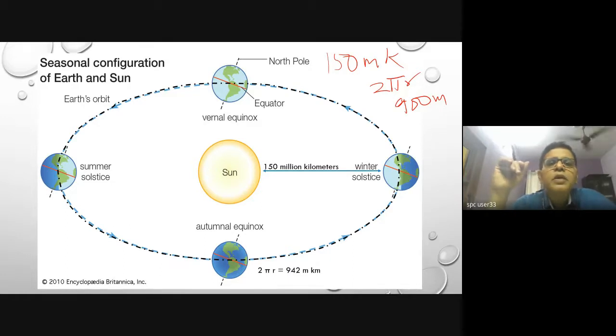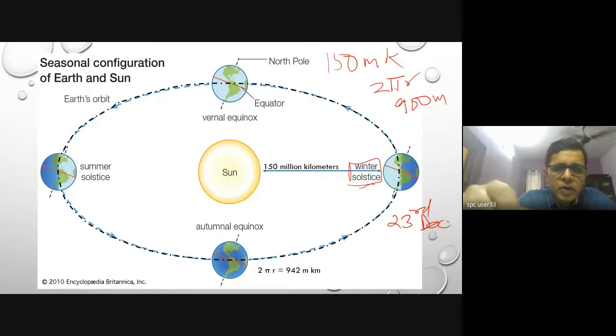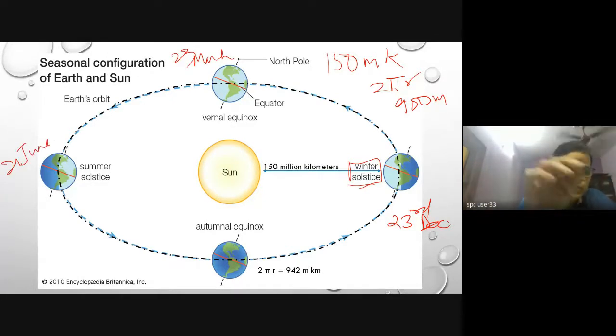We spoke about the dates as well. Now, what actually happens on these dates is that this is the winter solstice, so this is going to be 23rd of December, and this is going to be the vernal equinox, which is going to be March, let us say 23rd again. This is 21st of June, and this is going to be 23rd September.